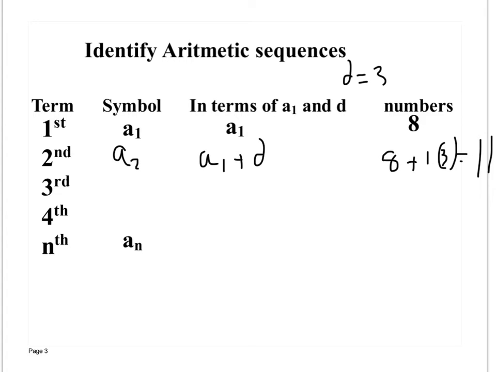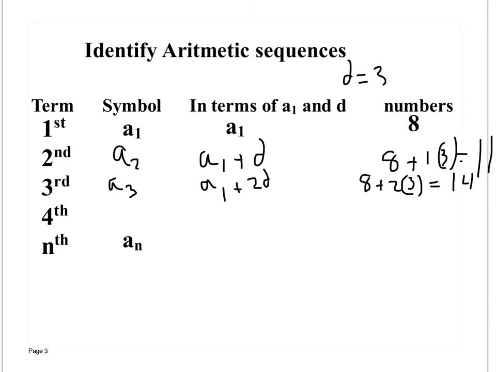The third term, we're going to call A3. In terms of A1 and D, it's A1 plus 2D. And that's 8 plus 2 times 3. 2 times 3 is 6. 6 plus 8 is 14. We're going in a sequence. We start at 8. We're adding 3 to each one. I know it seems like a lot of work, but it's going to help you later on, because later we can identify any number in the sequence.